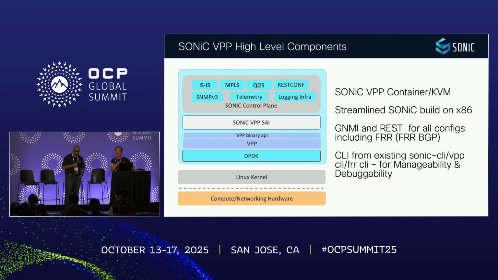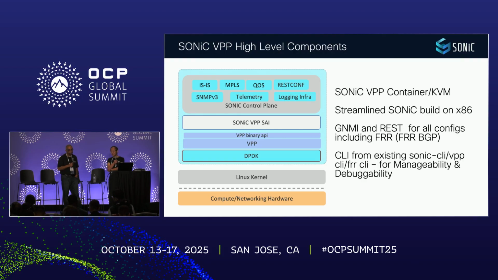Here are the major components in SONiC-VPP. At the top is the SONiC control plane. It communicates with the VPP data plane, which runs as another process, through the SONiC-VPP SAI API. Internally, it uses the VPP binary API. And VPP uses DPDK to send and receive packets.